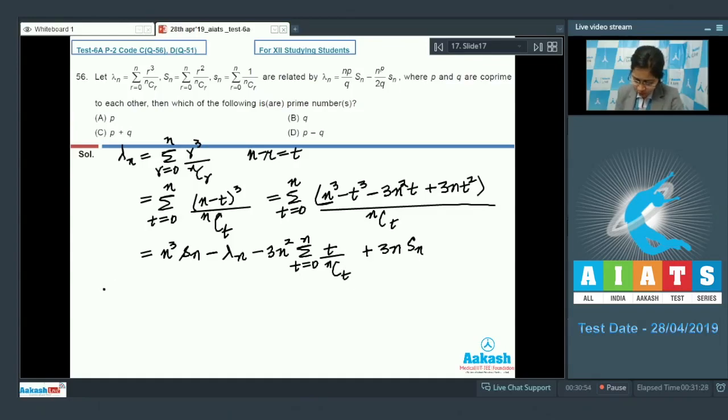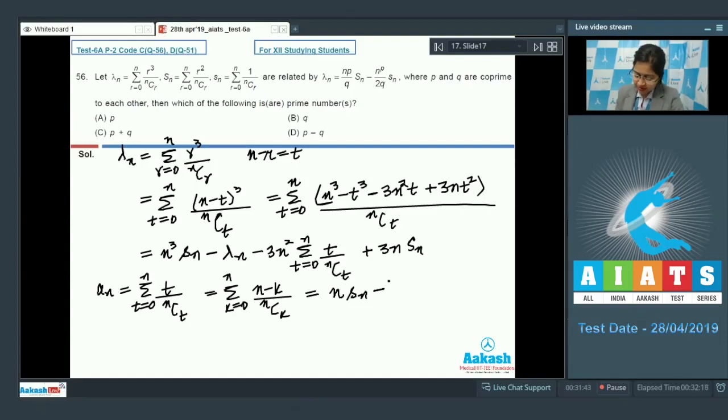Let us say it is equal to an. So that is equal to summation t equal to 0 to n of t upon nCt. Now if we put n minus t equal to k, so that is equal to summation k equal to 0 to n of n minus k upon nCk. So that is equal to n taken common, summation of 1 upon nCk, which is the same as small sn, minus k upon nCk, that is again equal to an. So 2 times an is equal to n into small sn. So we get the value of an from here. Let us put it back down here.